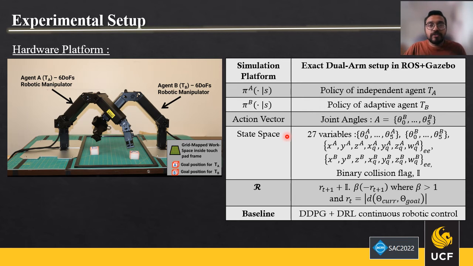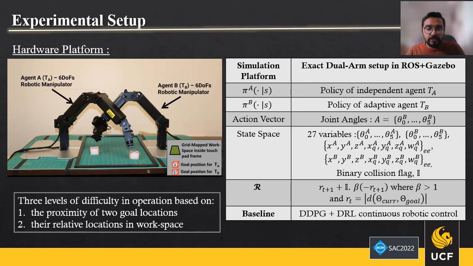The end effector poses from both arms and a binary collision flag. The reward function can be decomposed into two parts. One is a very general and generic absolute pose difference between the current angle and the goal angle, and we have a negative penalty based on the collision flag.